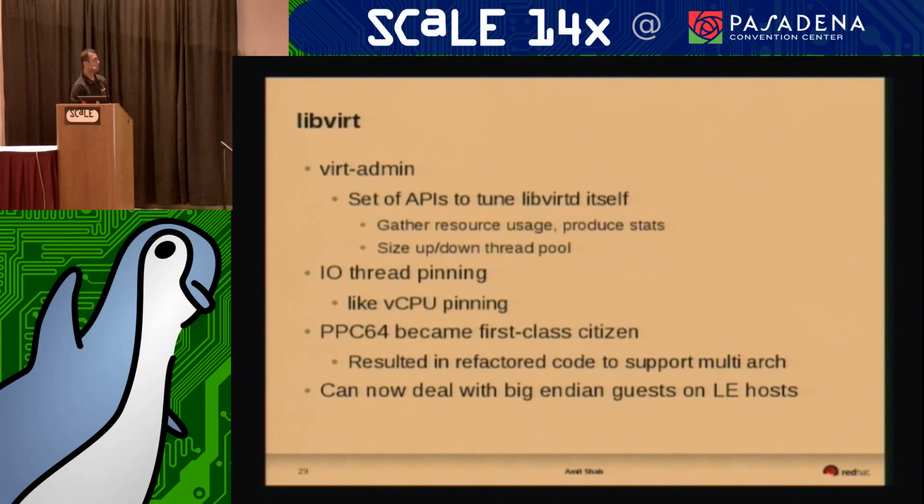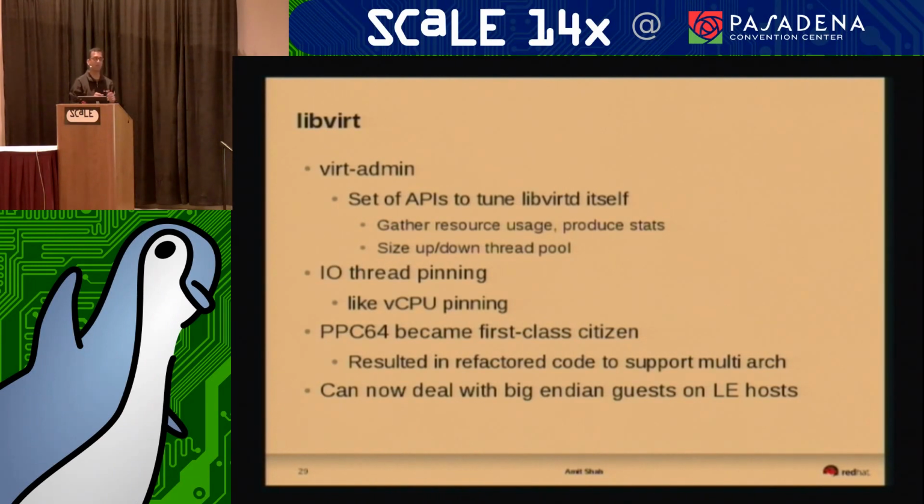PPC 64, the architecture, became a first-class citizen. This resulted in a lot of refactoring of the code. Earlier, the code was very x86 centric, and now libvirt can handle multiple architectures. And with the addition of PPC, you can have big endian guests on little endian hosts, like a little endian PPC host, and you can run a big endian PowerPC guest inside. Not everything was tuned for it. Not everything was ready for such a scenario.